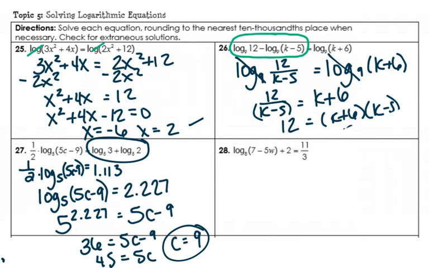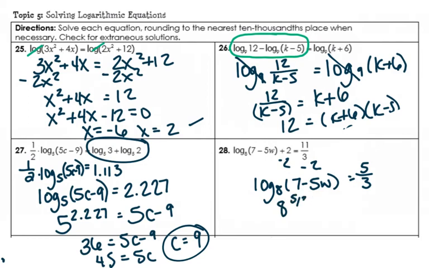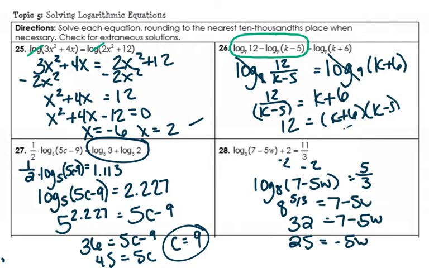I'm going to do number 28 the same way, just because there's a lot of numbers, so it's kind of easier. So log base 8 of 7 minus 5w equals 5/3. Then I'm going to put it in exponential form. 32 equals 7 minus 5w. I'm going to subtract 7 on both sides. 25 equals negative 5w, and then I'm going to divide both sides by negative 5, so w equals negative 5.